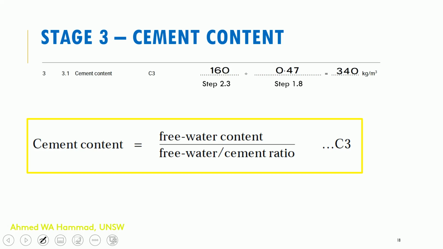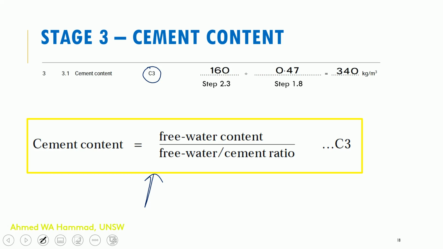Okay, so that was for stage 2. Stage 3, in step 3.1 of stage 3, this is where we look at the cement content. And the guide says that we need to use equation C3. Now, equation C3, there's a screenshot for you. This is what equation C3 says.